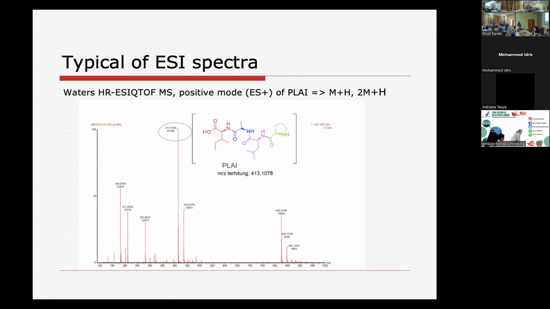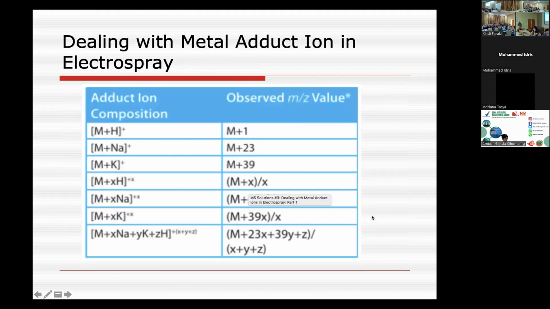Ini kebetulan senyawanya borani, contohnya peptida yang 2 kali lipatnya tadi, 2M plus H, ini juga akan menghasilkan suatu molekul ion. Oke, berikutnya. Seperti tadi sudah dijelaskan, ada ion metal dalam elektron spray. Kalau M plus H itu hidrogen, ada juga sodium, potasium, juga ada M plus Na dan seterusnya. Tadi sudah dijelaskan, ini kemungkinan adanya konsentrasi yang berlebih. Kita bisa menurunkan konsentrasi.